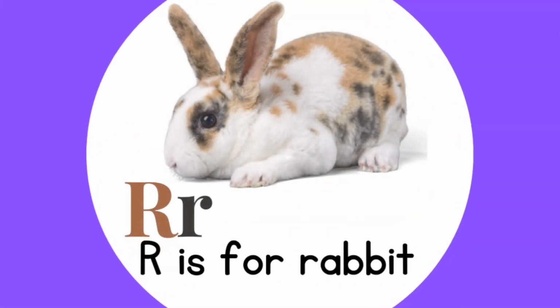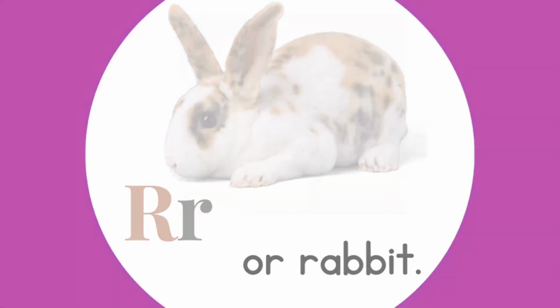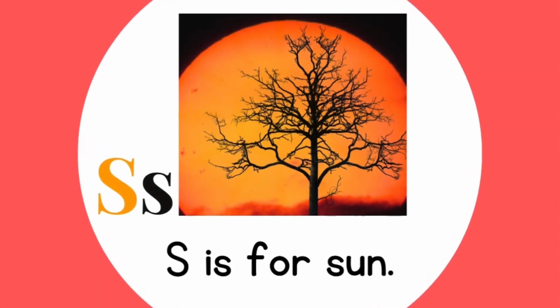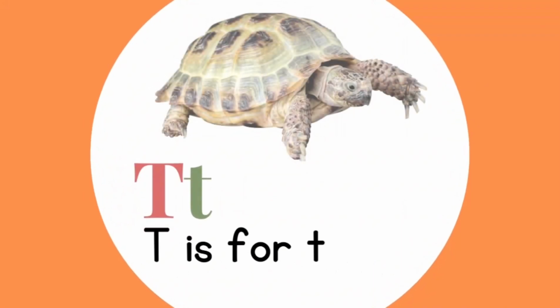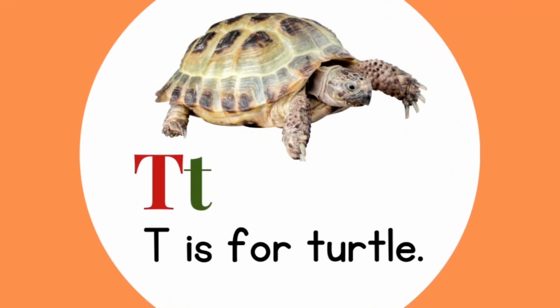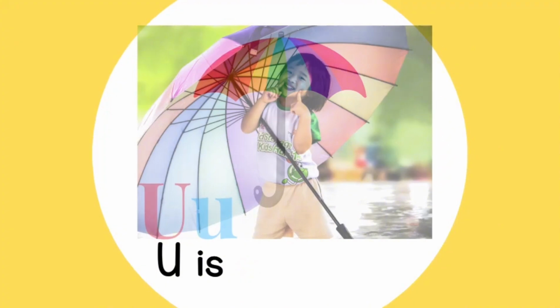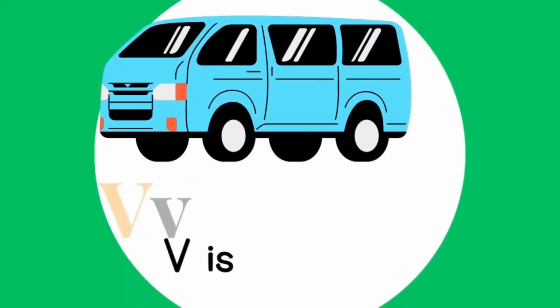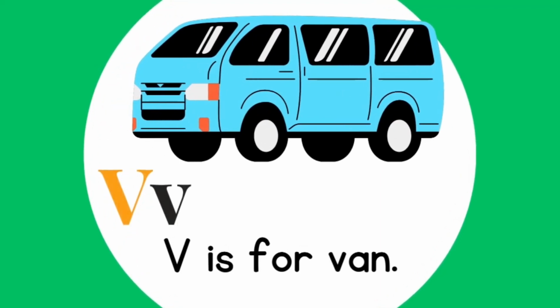R is for rabbit, khargosh. S is for sun, suraj. T is for turtles, kachua. U is for umbrella, chhata. V is for van, band gadi.